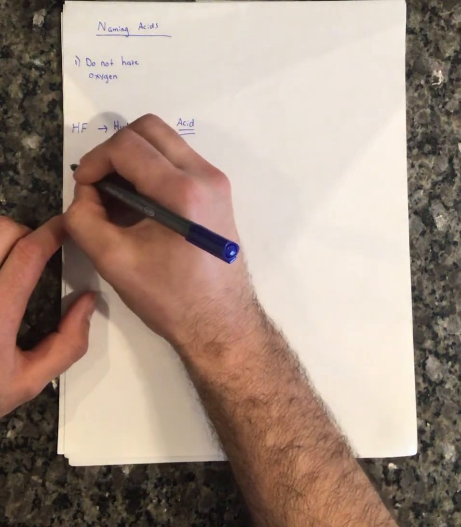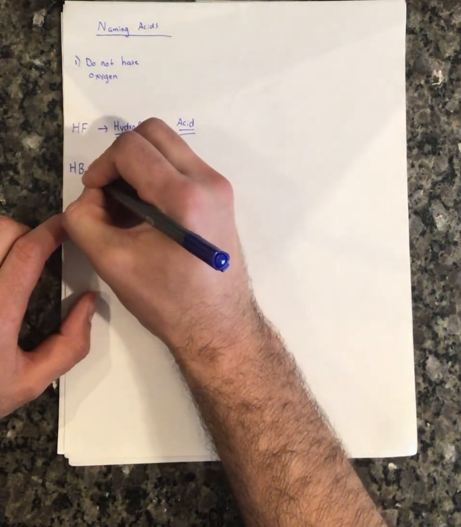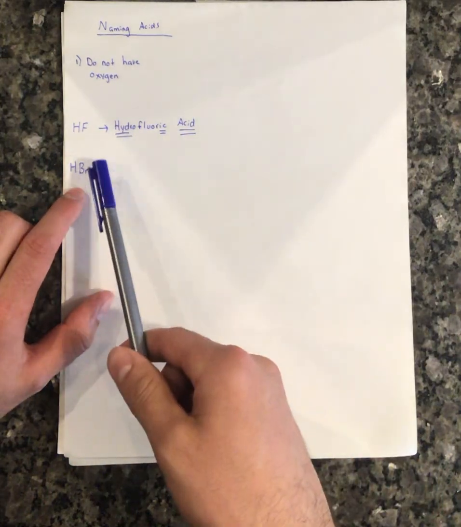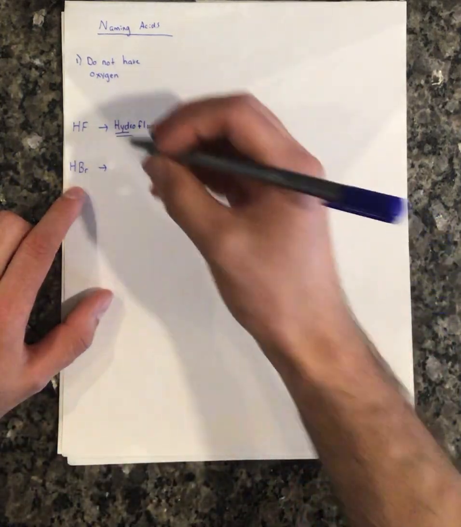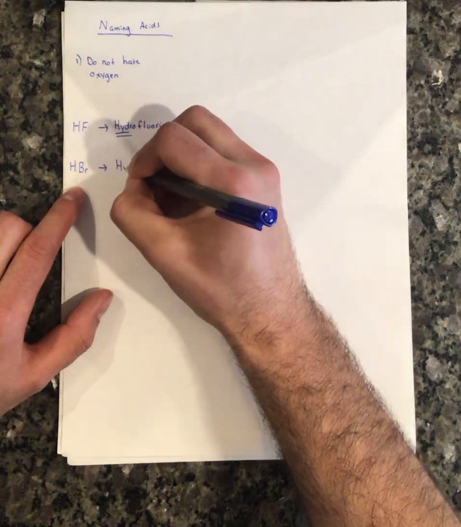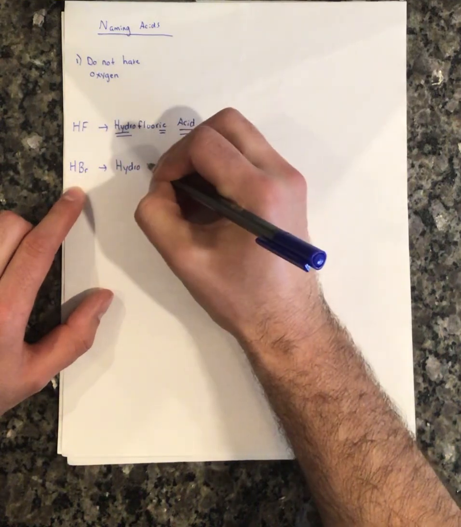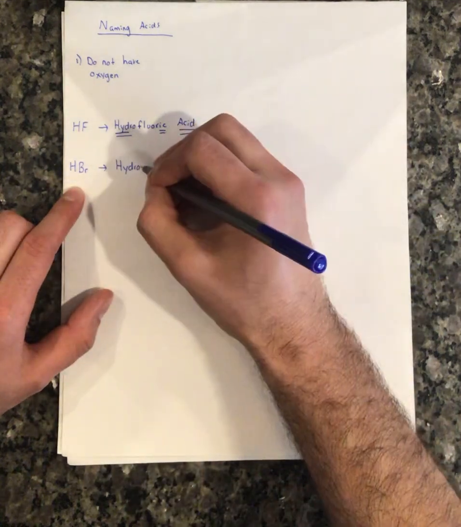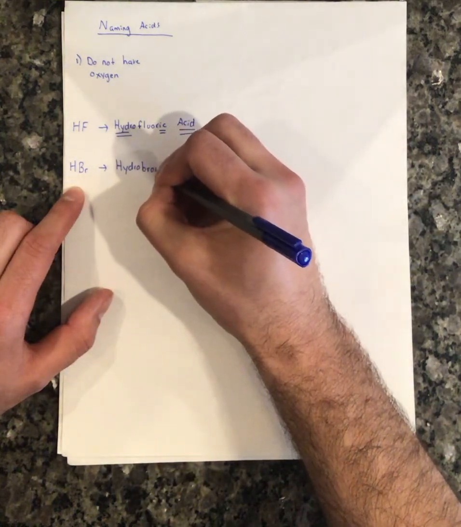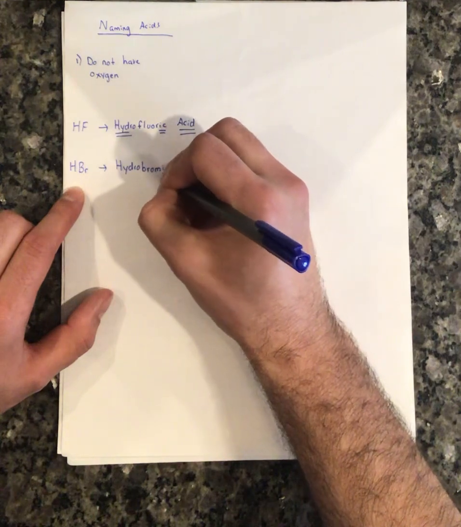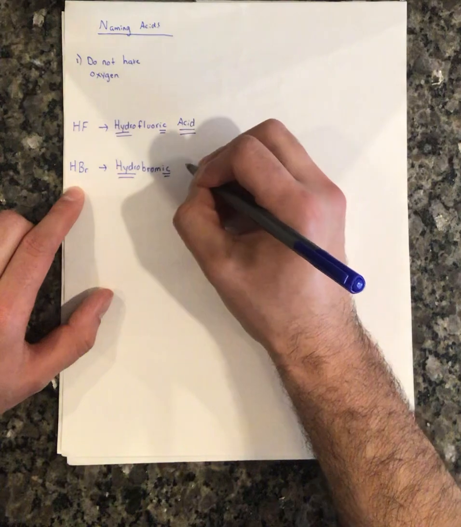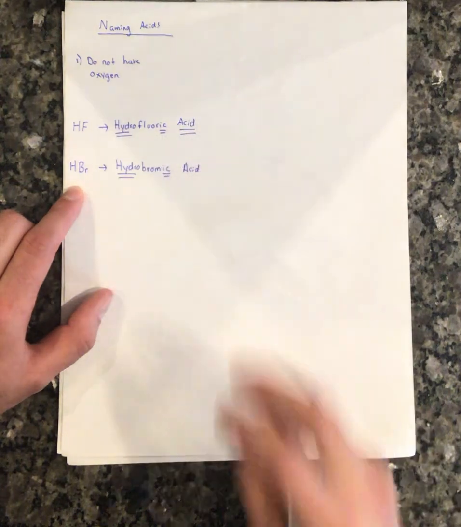If I had HBr. Once again, as you can note, these do not have oxygen, so I'm going to start my naming with hydro. This time instead of fluorine, we have bromine, so it's going to be hydrobromic acid. So we have the hydro, we have the bromic, and we have the acid there.